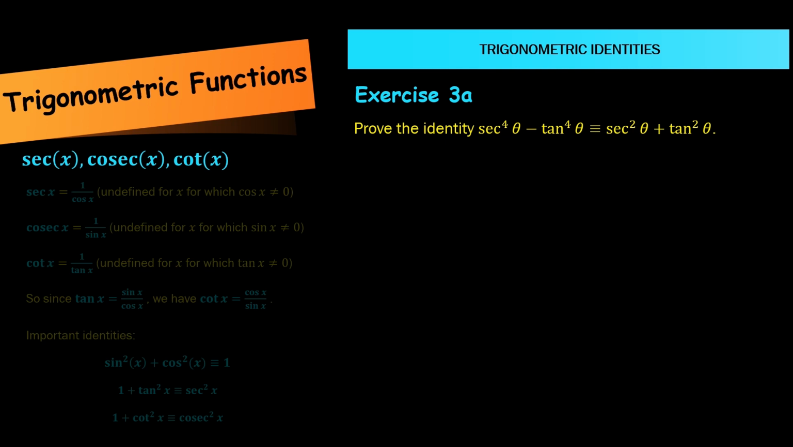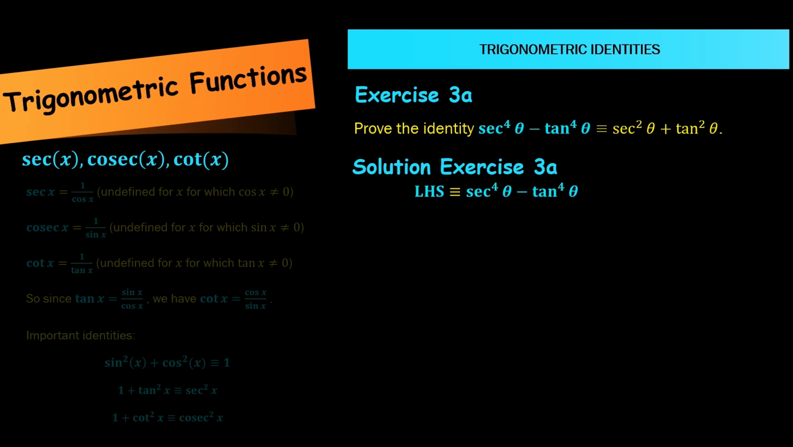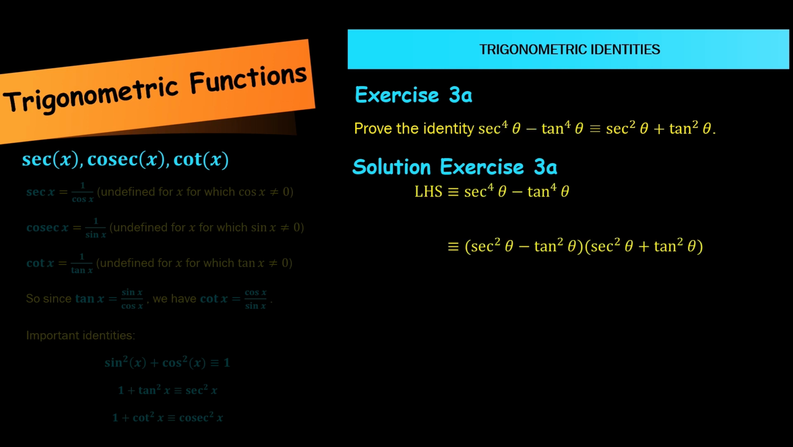We are required to prove the identity sec to the power 4 minus tan to the power 4 is identical to sec squared plus tan squared. So let's prove this. Since the left-hand side is the difference of two squares, let's begin with the left-hand side first, and factorize it, as shown.